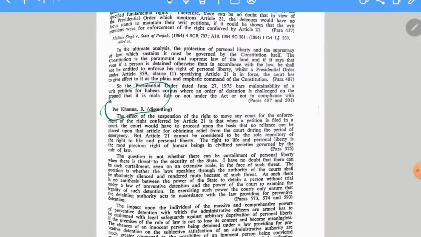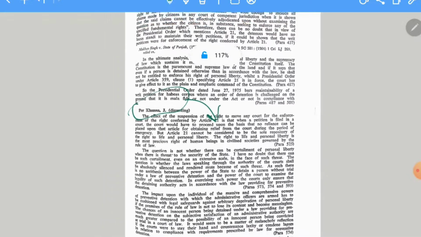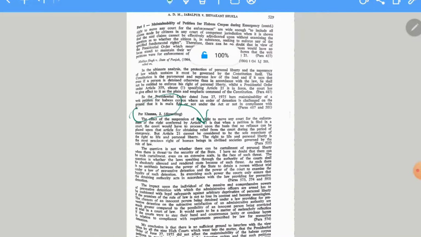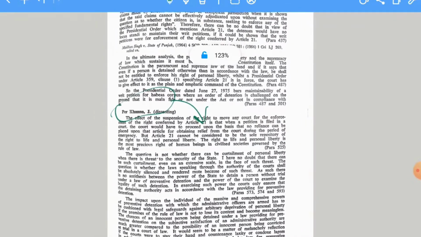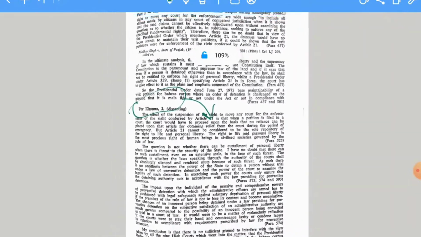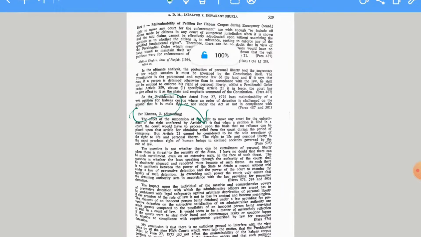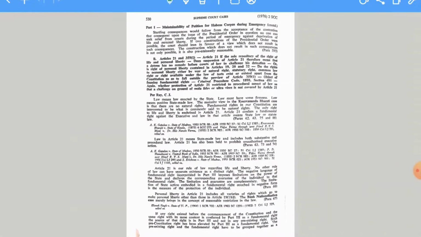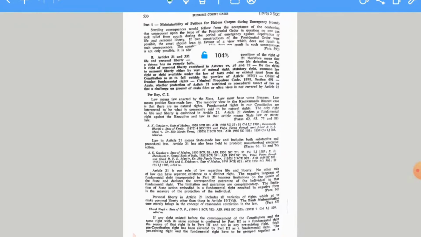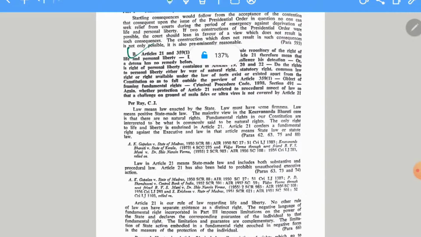So what was his dissenting opinion? You can also get it from these catchwords, and then you can get the opinion from there. If you have less time, then you can use this approach, and then you can find the major points in this case.